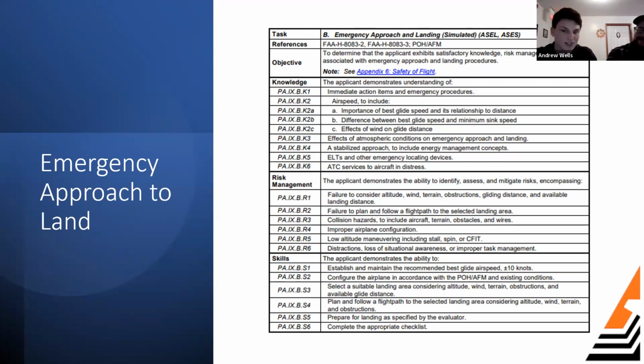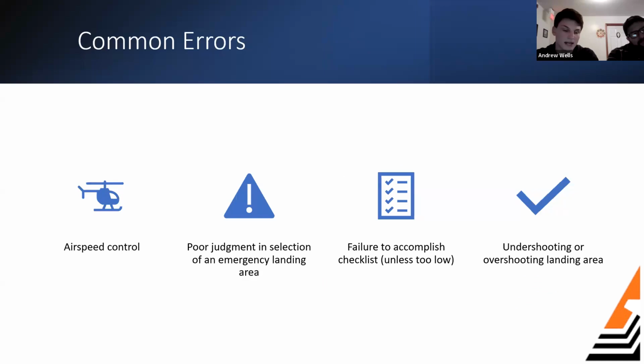And complete the appropriate checklist, again on the bottom. So always remember, checklist. That's going to guide you on where to go and how to troubleshoot the problem. All right, some common errors. Airspeed control: use that trim. Because when you look down at that checklist, your head goes down, the yoke goes forward, and you're going to gain airspeed.